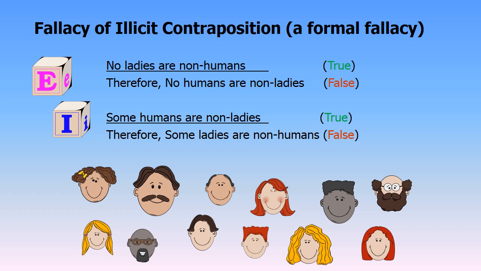But looking at the example involving an I sentence, some humans are non-ladies. Quite true, all the guys. Does it follow that some ladies are non-humans? Once again, that's a false conclusion. And it also illustrates once again that when you switch the term non-ladies to its complement, you want to just switch to the term ladies. That's the set of all things to which the term non-ladies does not apply.